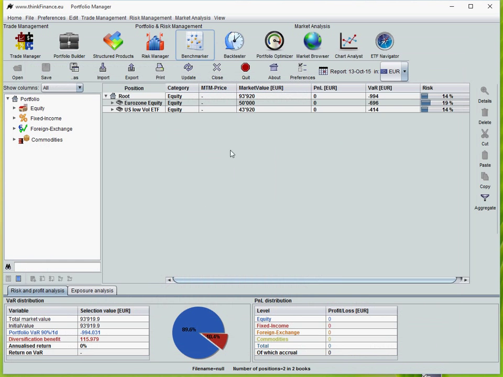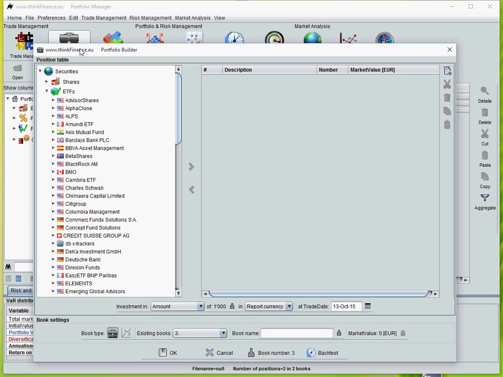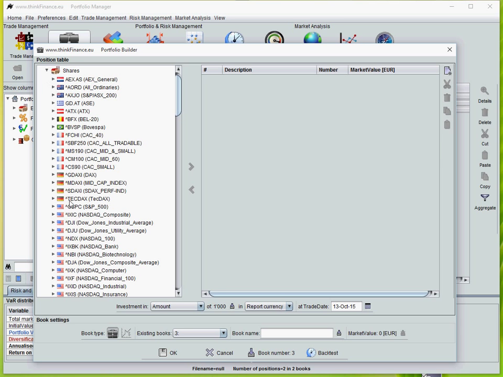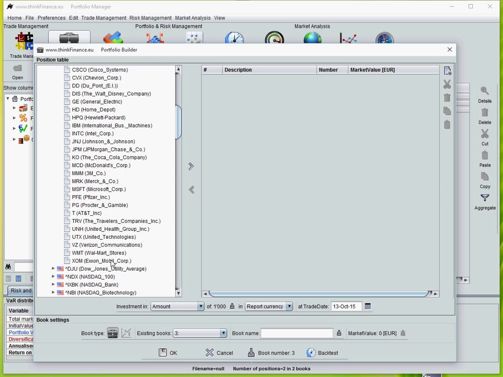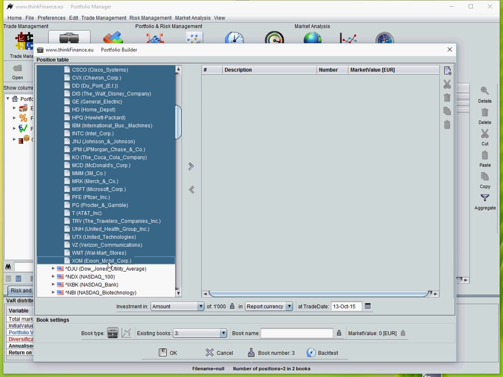Let's try. And this is my investment proposal number 2. I'm trying to create my own low vol portfolio in the portfolio builder. And what I will do is I will use the components of the Dow Jones Industrial Average, which is an index with 30 components. I will use these 30 components as a starting point. So I'm selecting these 30 components. I want an investment of, in total, $50,000 again.